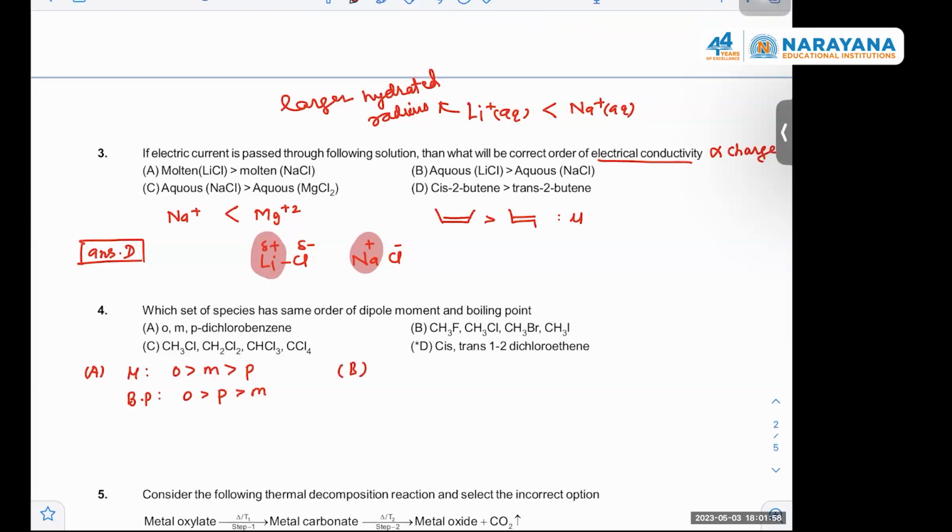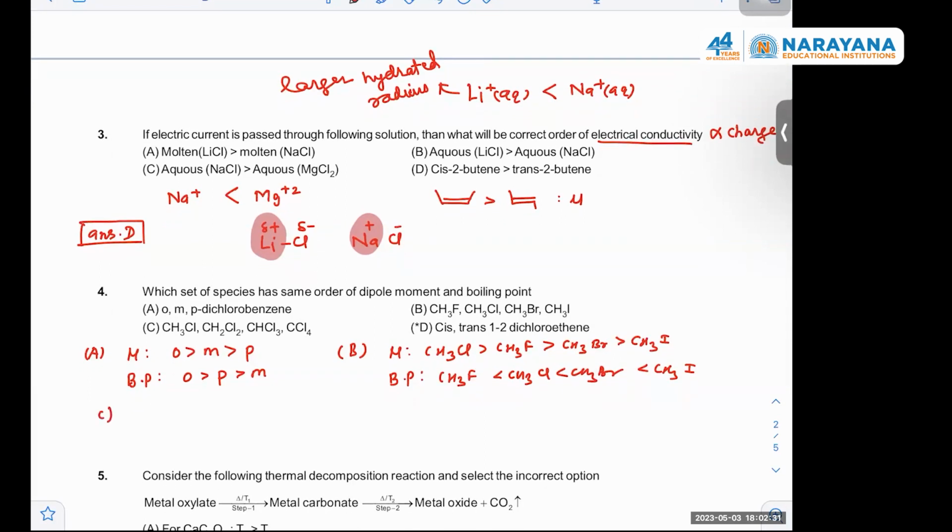In case of B, dipole moment is CH3Cl greater than CH3F, and then CH3Br, and then CH3I, right? And the boiling point here is directly proportional to the mass. So it will be exactly opposite of what we have written. CH3F, Cl, Br, CH3I. So here also it is not matching. In case of CH3Cl, CH2Cl2, the dipole moment again comes in decreasing order, and the boiling point will be proportional to the mass.